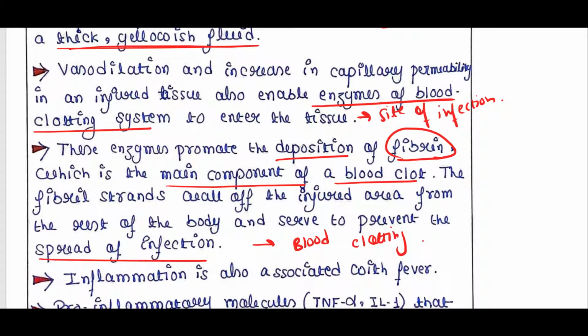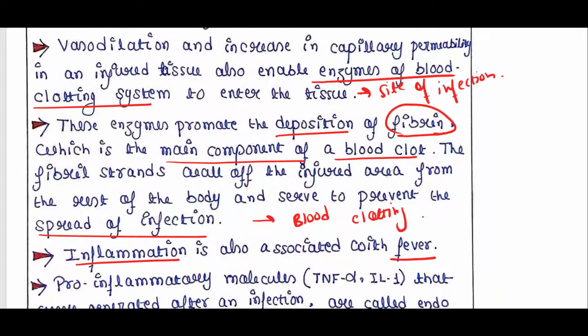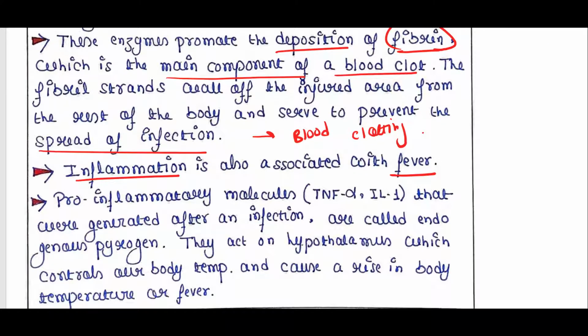Okay. So next, inflammation is also associated with fever. We know when inflammation occurs, we have some fever also. So how does fever occur? Now, pro-inflammatory molecules, that is TNF alpha and interleukin 1, which I have already mentioned, are released from the tissue macrophages. They are generated after an infection, and they are also called endogenous pyrogens.